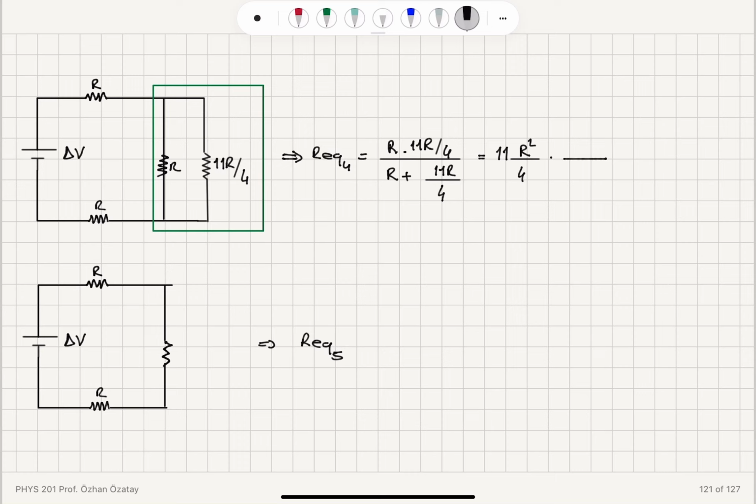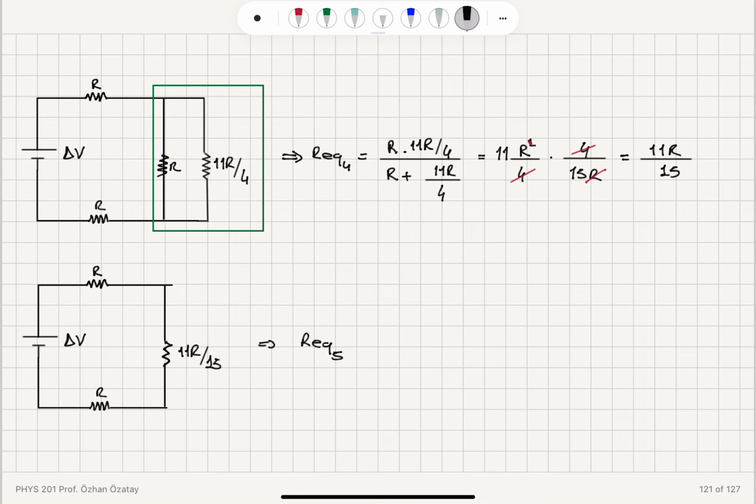It's 4 over 15R. The 4's will cancel, and also we will get rid of one of the R's here. So this will be just R, not R squared, and we will have 11R over 15. That's going to replace these two resistors. So 11R over 15 connected in series with two other resistors with resistances R each.